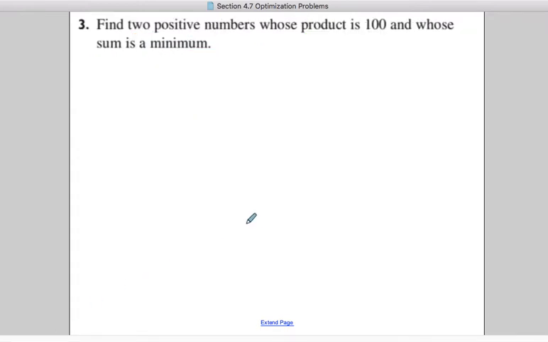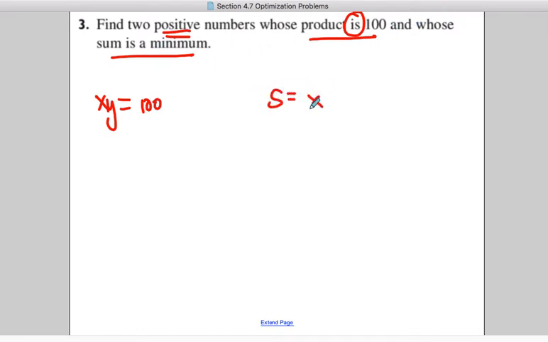Number 3, it says find two positive numbers whose product is 100. So I'm going to do the same thing. Product is 100 and whose sum is a minimum. So I want a sum minimum, so I'm going to take the derivative of that one. So my first equation is product, so our product equals 100. So product is multiplying, so x times y equals 100. And then whose sum is a minimum. So I'm going to use S for sum, is a minimum, so sum is addition, so x plus y.